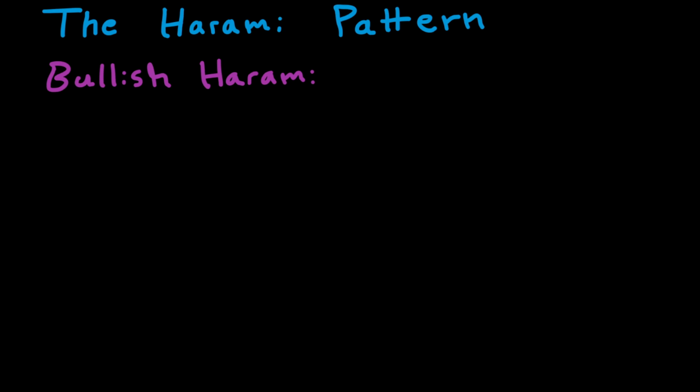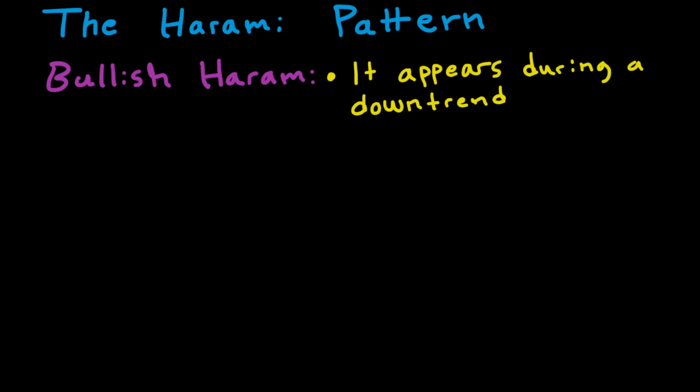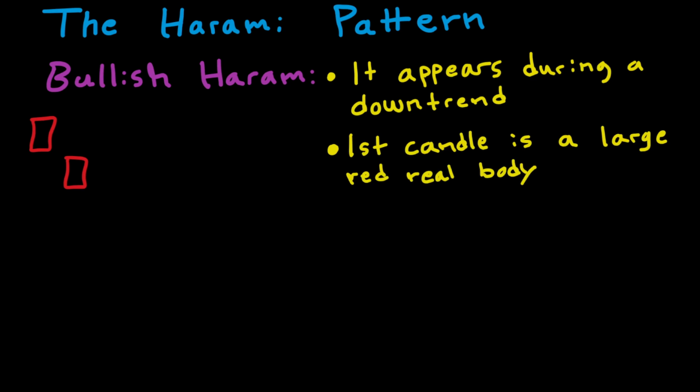So the first thing about the bullish Harami is that it appears during a downtrend. So prior to the actual pattern, we might have had some red candles like this. And the first candle is a large red real body. And by the way, if you are unfamiliar with any terms I'm using in this video, I have a video about some basic candlestick terminology, and I will link it up in the eye in the corner. But the first candle is a large red real body.